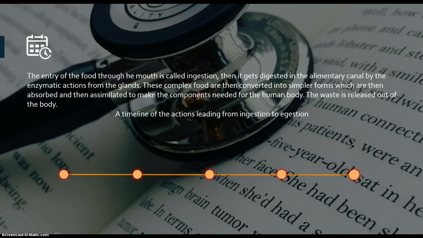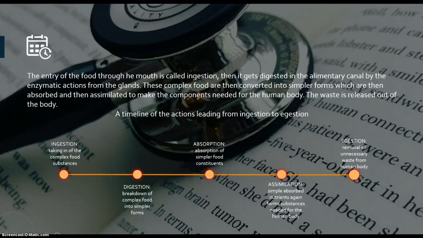We can divide it into 5 different processes: ingestion, digestion, absorption, assimilation, and egestion. What are the basic things? It is written along with that. Ingestion is the taking in of food, digestion is the breakdown of food, absorption is the absorption of simpler constituents, assimilation is when the absorbed nutrients are formed again inside the human body as they are needed, and finally egestion, that is the removal of the waste from our body.